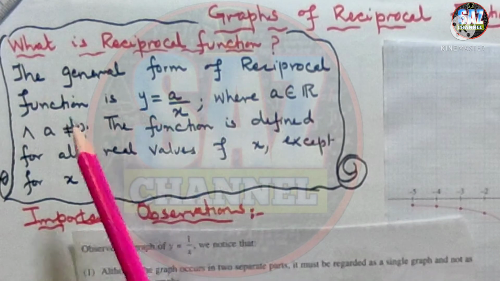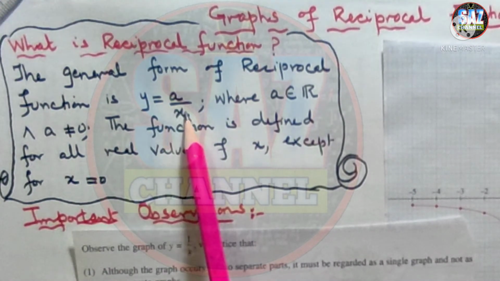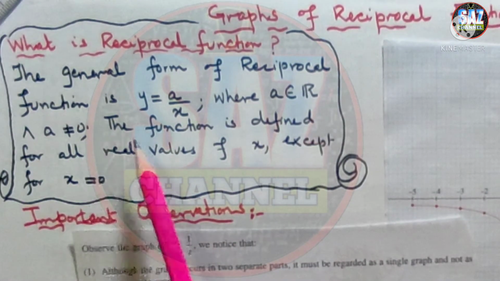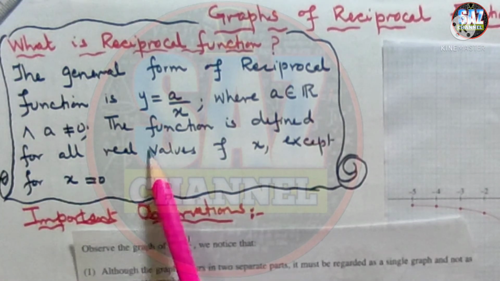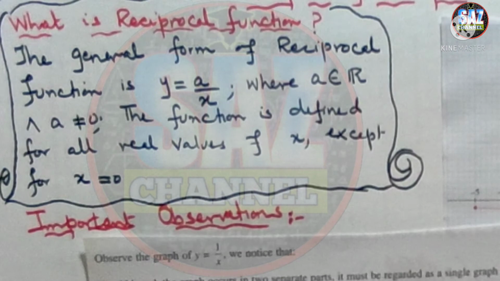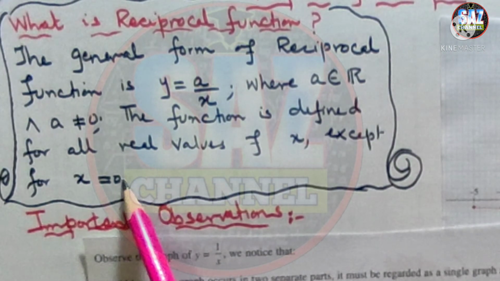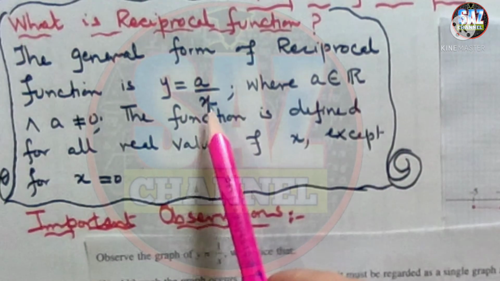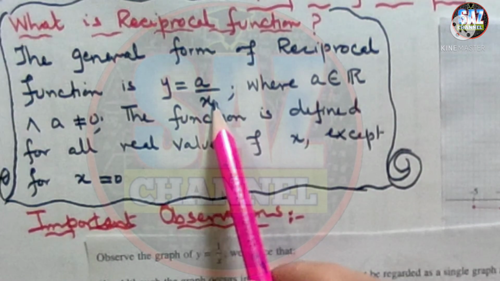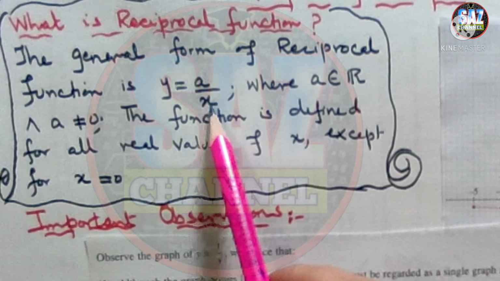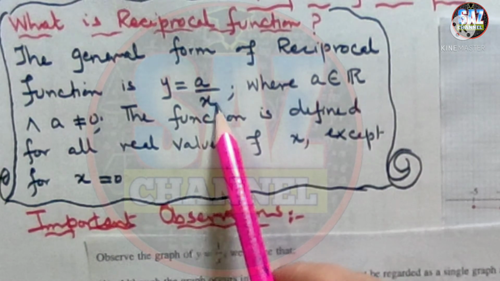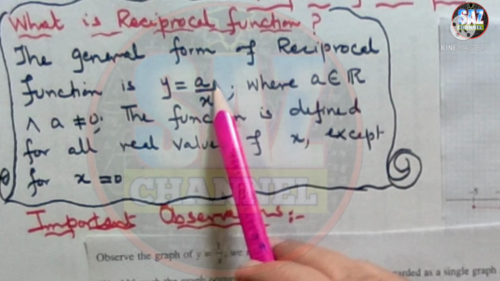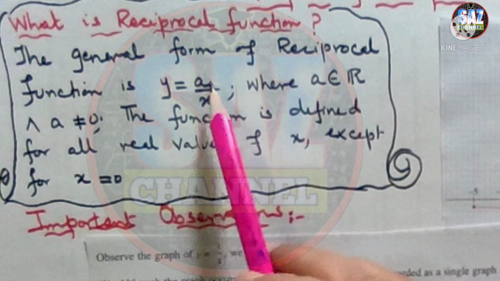The general form of the reciprocal function is y equals a over x, where a, which is the numerator, belongs to the real numbers and should not be equal to 0. The function is defined for all real values of x except for x equals 0. Here it's important to understand that x should not be equal to 0. Okay children, look at this carefully: x is the denominator, and we have discussed this point many times, that in the case of a fraction we are not going to give those values to the denominator which will make the whole fraction undefined, because when the denominator is 0, your fraction will become undefined.